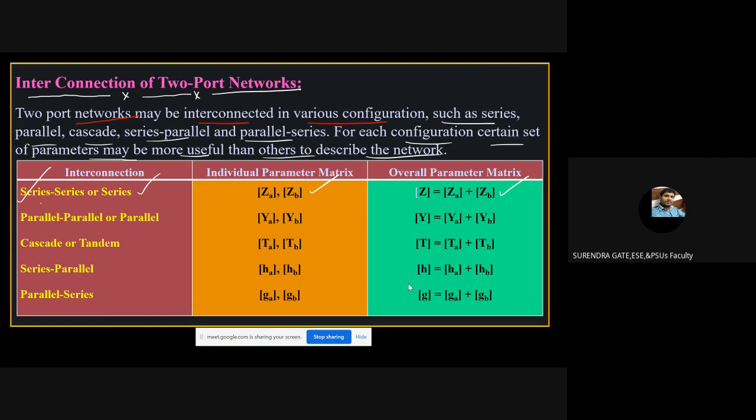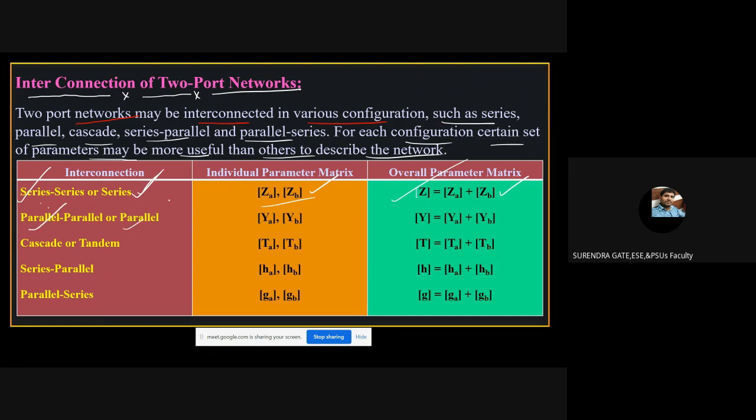For each connection, we can use some parameters. Why are we preferring those parameters? If you use those parameters only, the analysis becomes very simple. That is the reason. Understand, friends? That's why, for a series connection, where the input port is in series and the output port is also in series, which parameters are preferable? Z parameters. In a series connection, Z parameters are added directly.